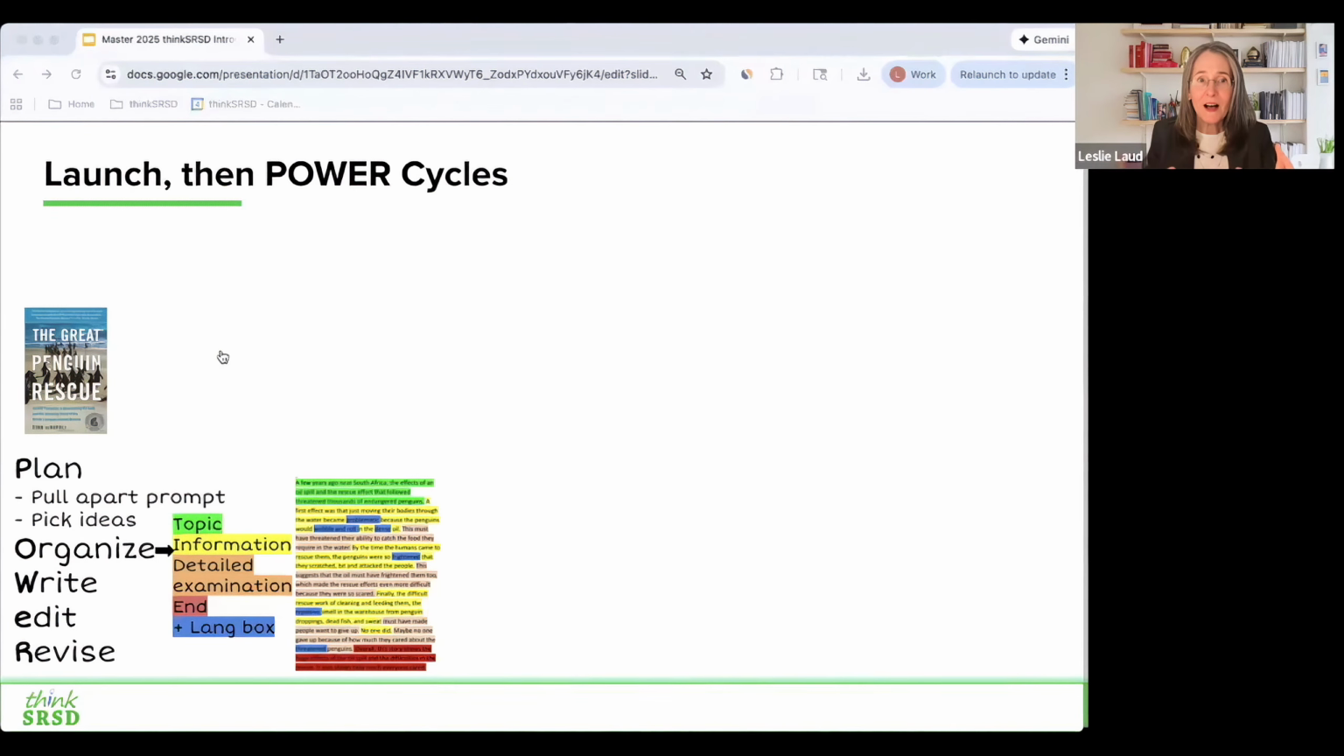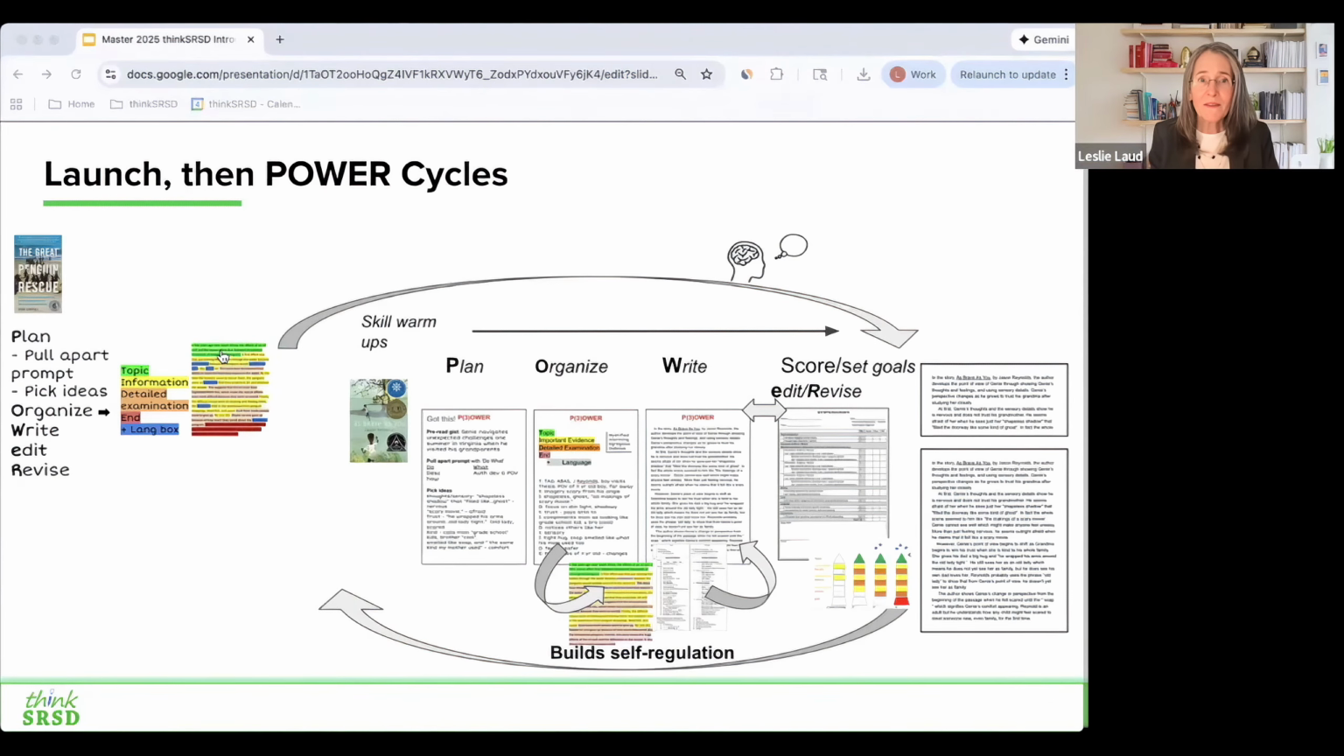And we introduce the concept of an exemplar. This is a strong piece of writing that a student created using this toolkit. And we look for the parts of TIDE and we look for strong language in the exemplar. Again, lesson 1, one and done. We've now onboarded the tools into the classroom. And what you will do after that is repeated POWER cycles.